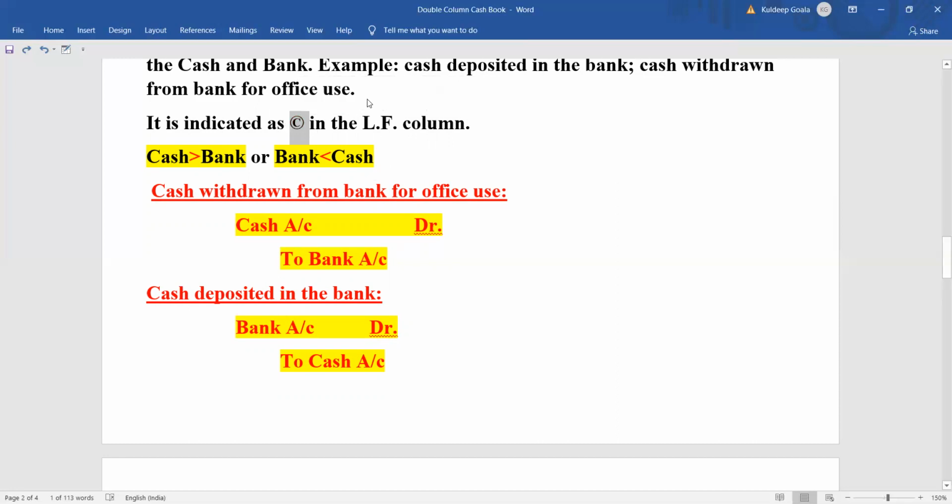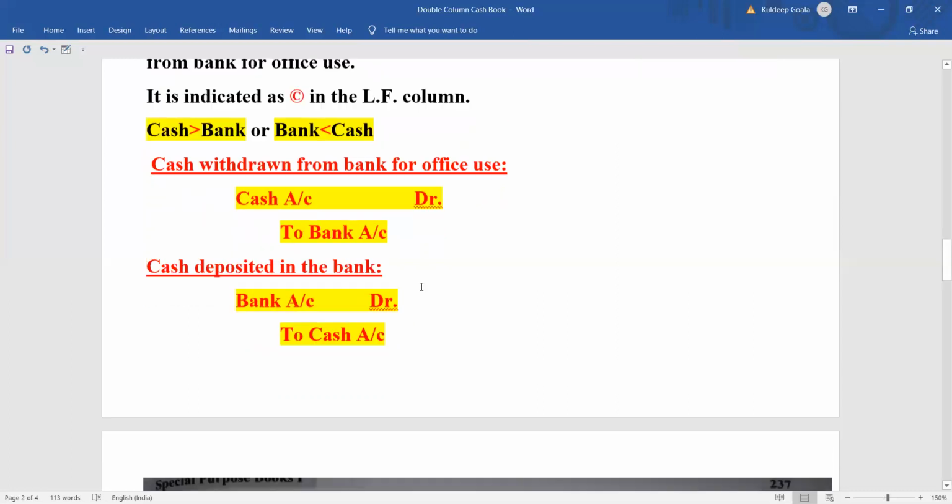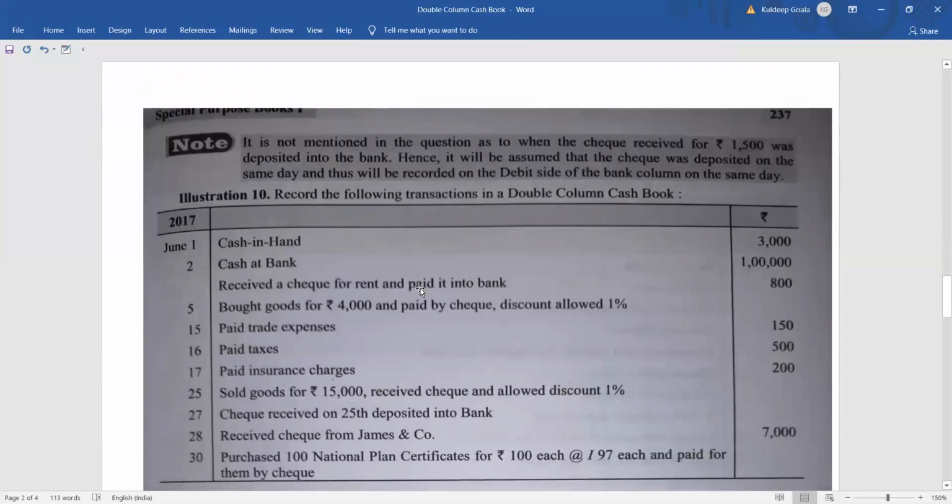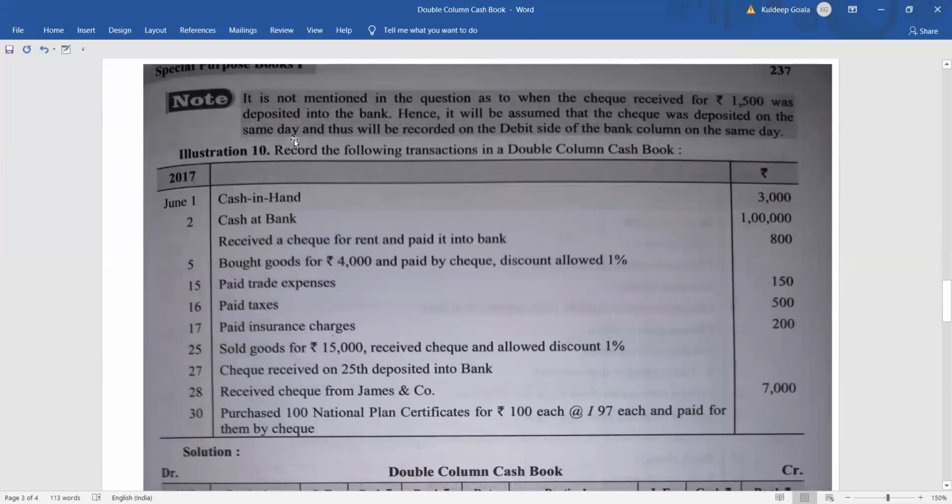Is it clear? Now coming to the practical question. What is the first one? There is a note given here, so I'll read it out for you. This is a note for the previous day's question. If the question does not mention whether the check, when received, was deposited in the bank on the same day or not, then you have to assume that it was deposited on the same day. Clear? That is a very, very important note. Remember that.